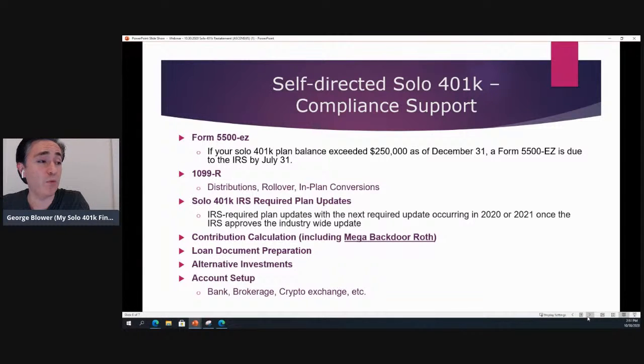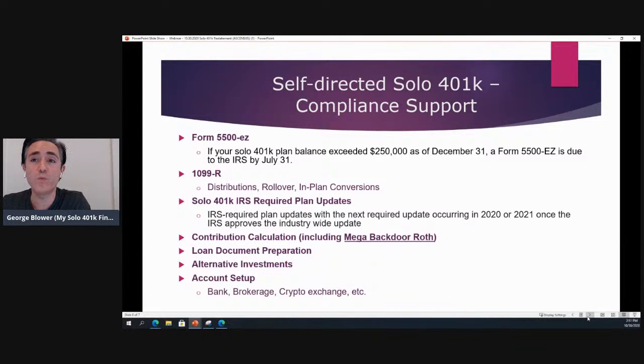401k loan document preparation. We prepare all the required documents so you can take a loan from your plan. We do that very quickly, within one business day. Alternative investments. A lot of times clients have questions about how to invest. They want to buy a rental property. How do I do it? How do I pay for expenses? Things like that.